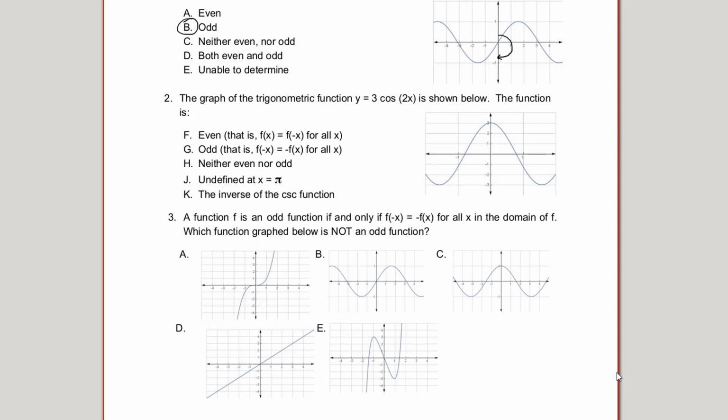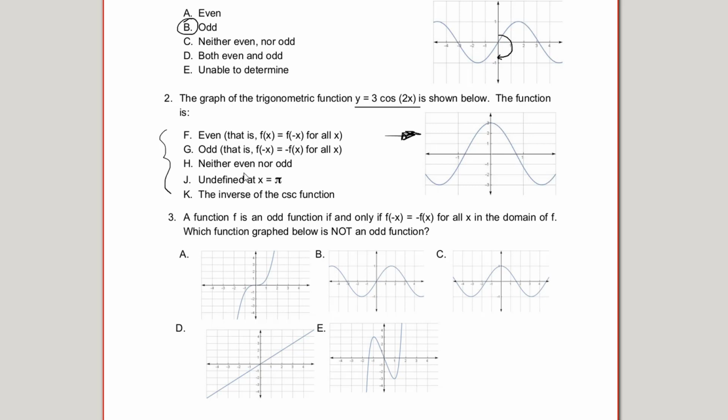Question 2 says the graph of the trigonometric function y equals 3 cosine 2x is shown below. The function is, and when we look at our answer choices, we see that they're asking for a couple of different things about even or odd, neither even or odd, undefined at a certain point, or the inverse of the cosecant function. Well, one thing that might get some people is when we are given this function itself, this y equal value, we may get a little confused and think, well, I'm not sure what that is. But the great thing is here, they give us a graph. We can answer this by observation.